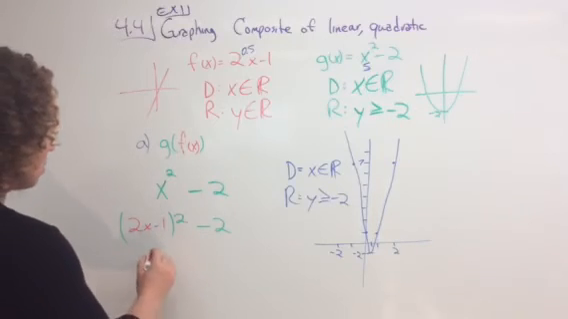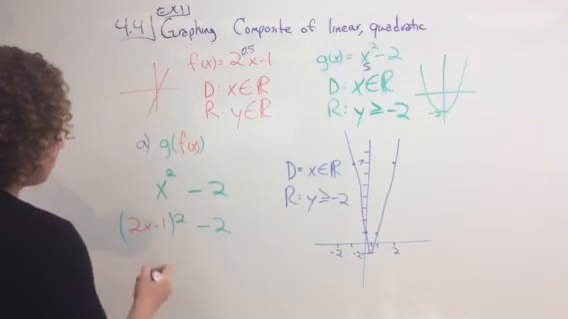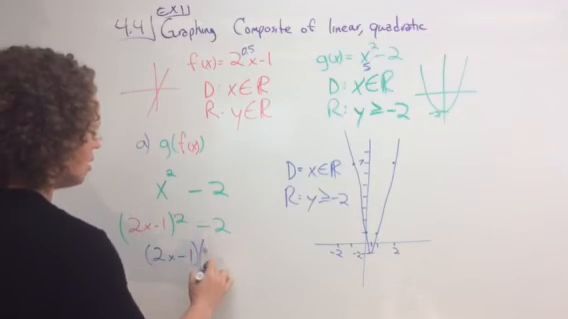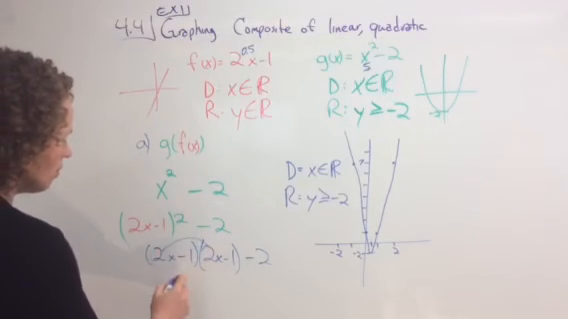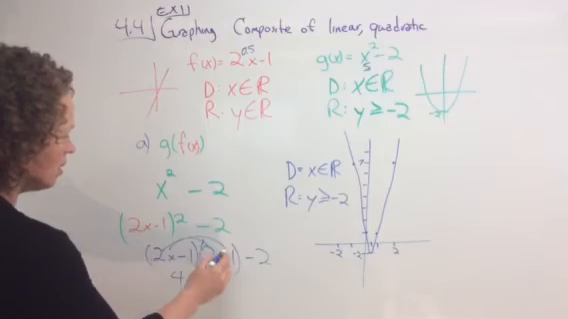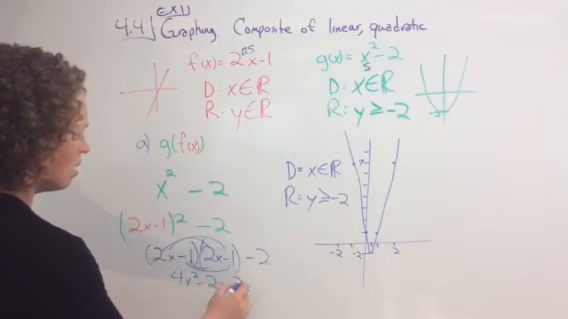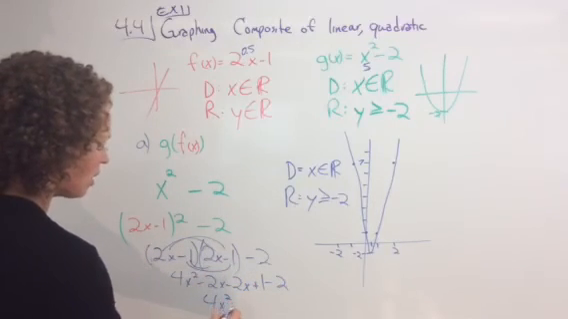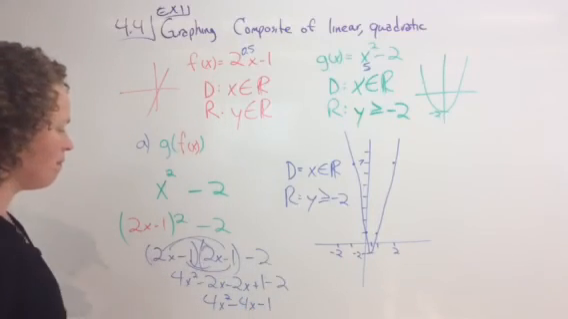So 2x minus 1 squared, now that I've got the function here, I'm just going to switch colors. 2x minus 1 squared is the same as 2x minus 1 times 2x minus 1, and then this minus 2 on the end. So I'm going to FOIL it. I'm going to go 4x squared minus 2x minus 2x plus 1 minus 2. So I end up with 4x squared minus 4x minus 1.